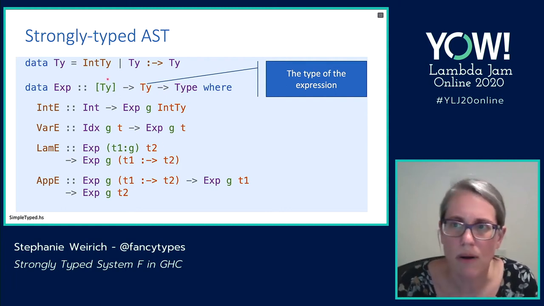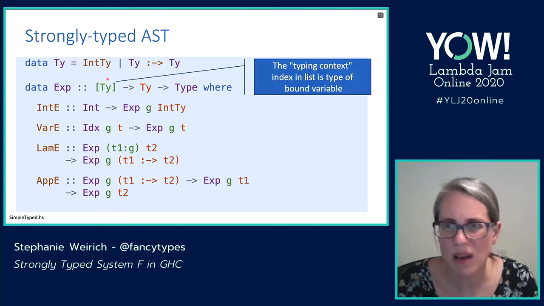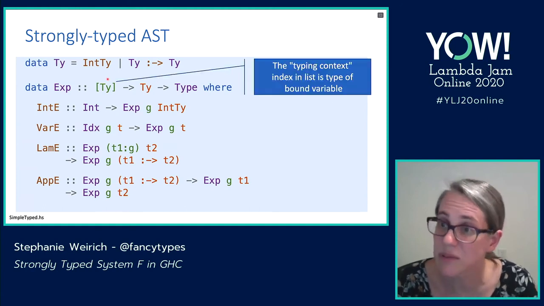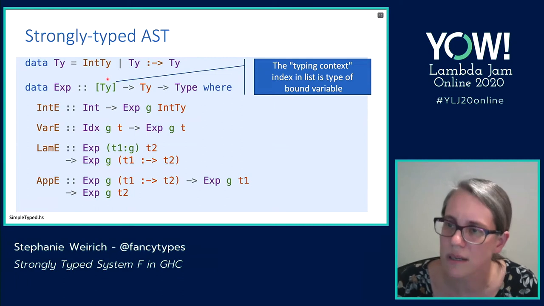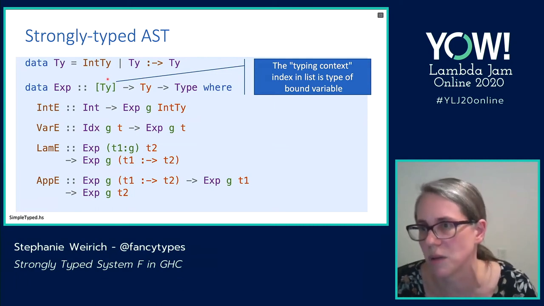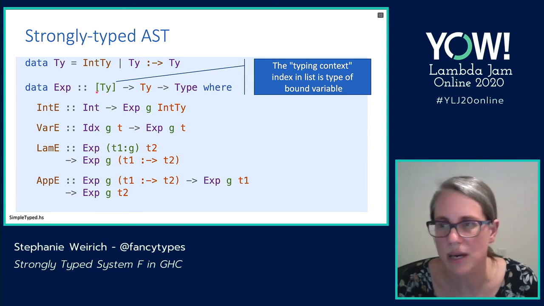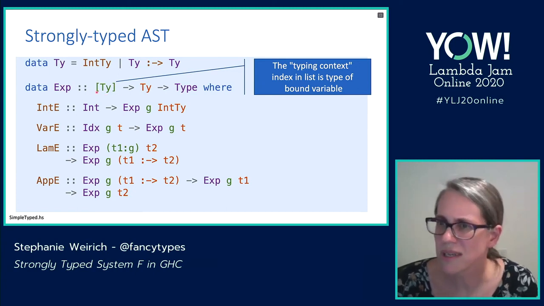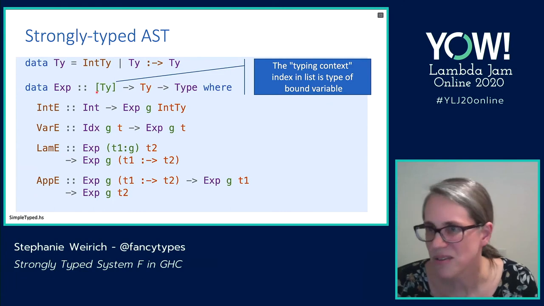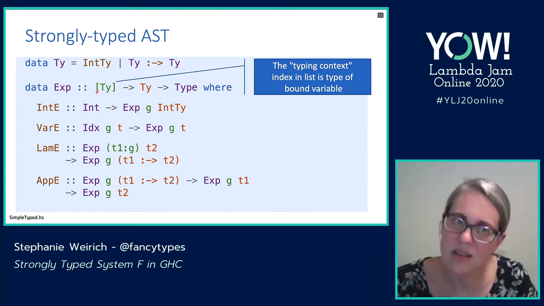The green part is for the context. That's the typing context. We might have some variables in there, and the green is remembering what the types of those variables are. And we're going to use this right here. This is a list of types. Our variables are indices. They're natural numbers. They're just indexes into that list.